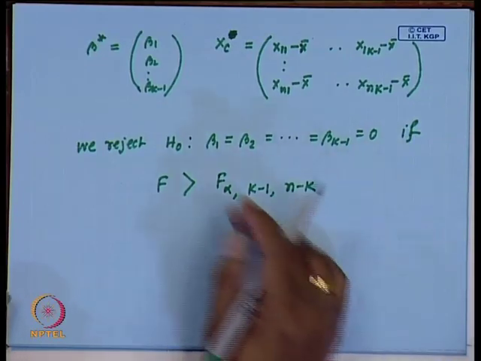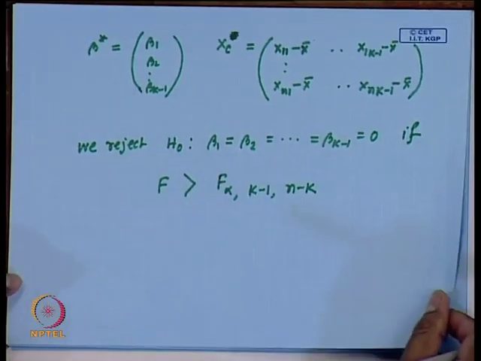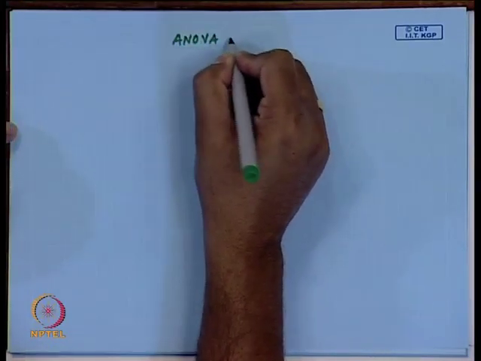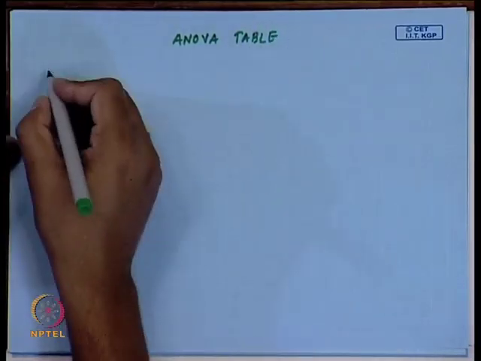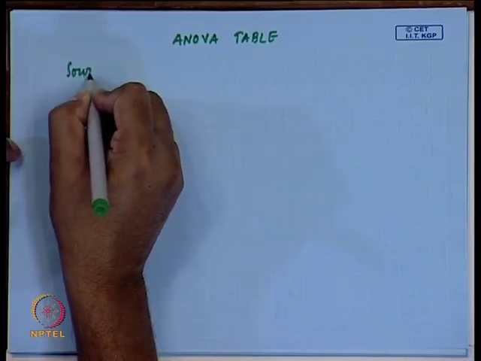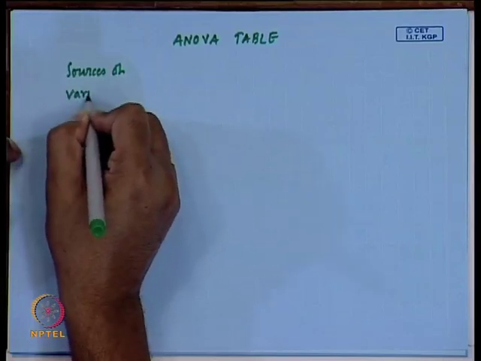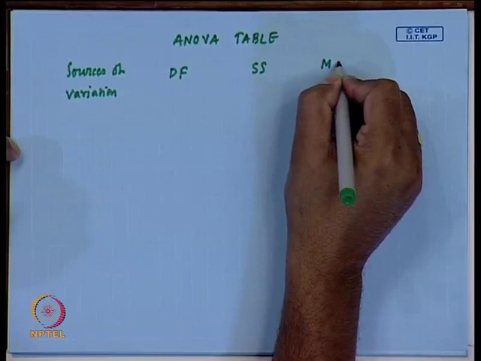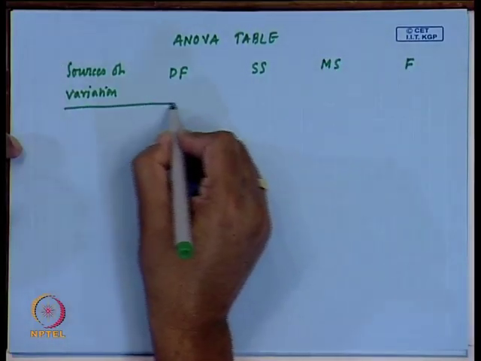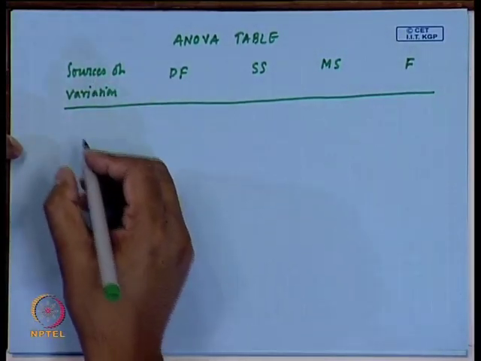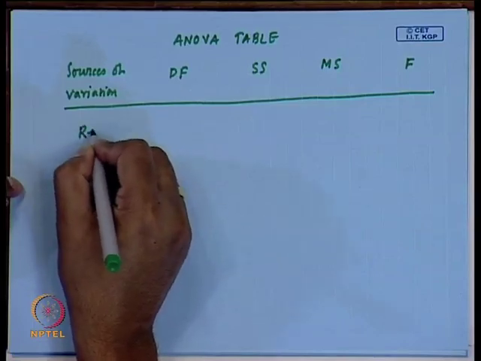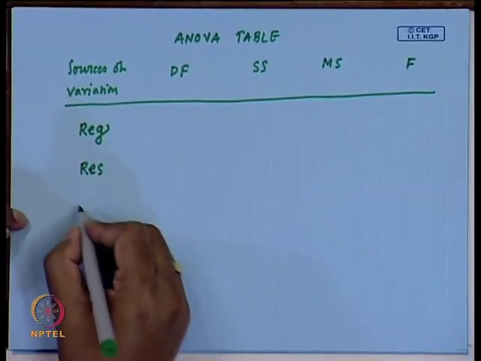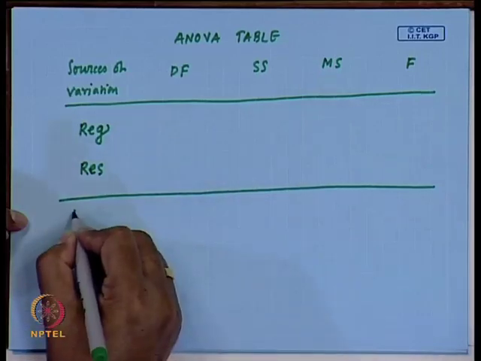Well, so now we just summarize the whole thing using the ANOVA table. So, here is the ANOVA table for multiple linear regression. Source of variations, degree of freedom, sum of square, mean square and the f value. So, sources of variation could be the variation that is explained by the regression, the variation that remains unexplained, that is SS residual, and this is the total variation.